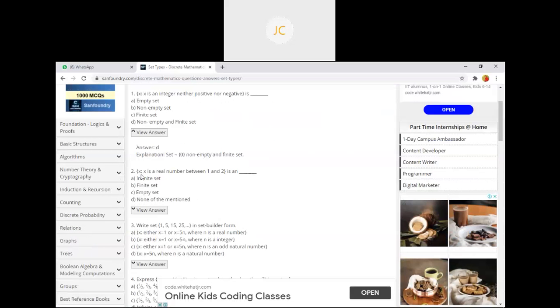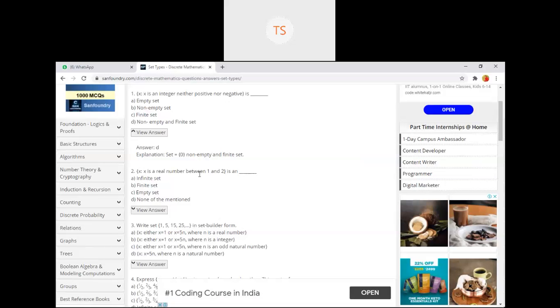Yes, ma'am. Next. The second set is x is a real number between 1 and 2. See, how many real numbers are there between 1 and 2? How many real numbers? Between 1 and 2?